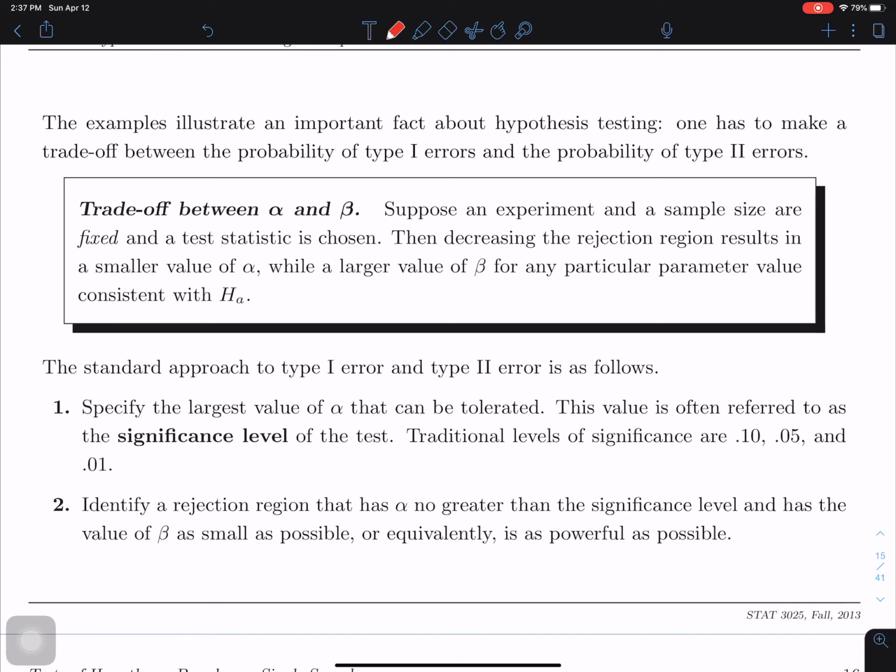The first is to specify the largest value of alpha that can be tolerated. This value is often referred to as the significance level of the test. Traditionally, levels of significance are either 0.1, 0.05, or 0.01. And the second is to identify a rejection region such that alpha is no greater than the significance level and has the value of beta as small as possible, or equivalently is as powerful as possible.